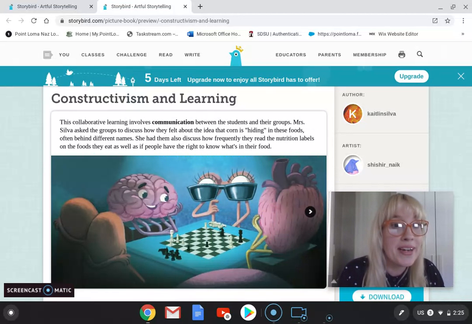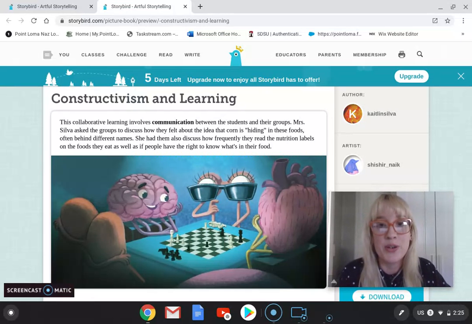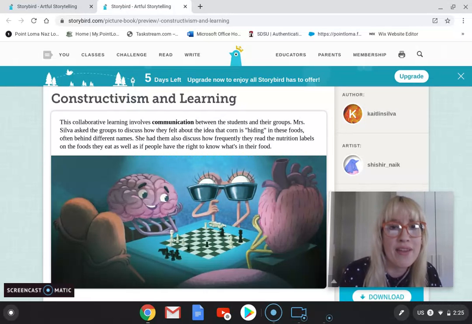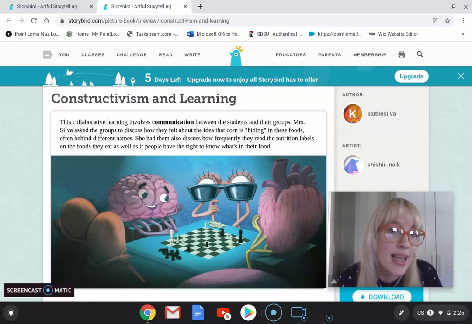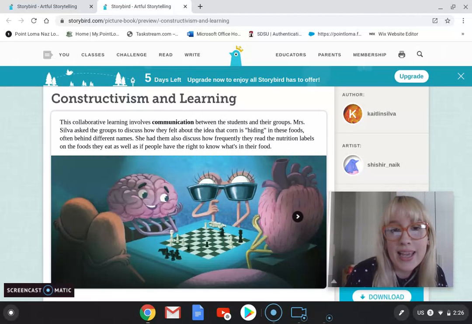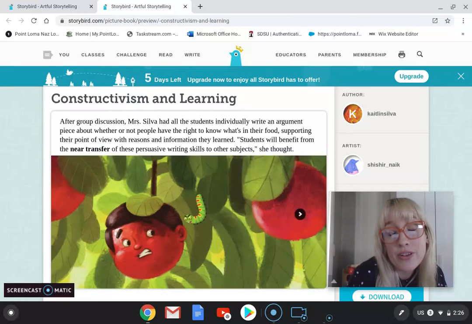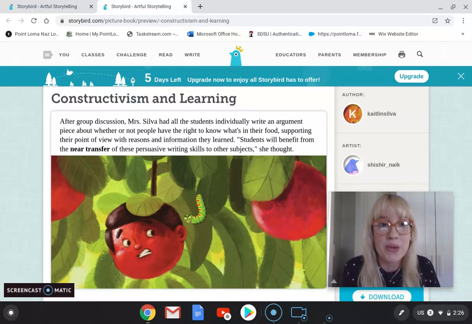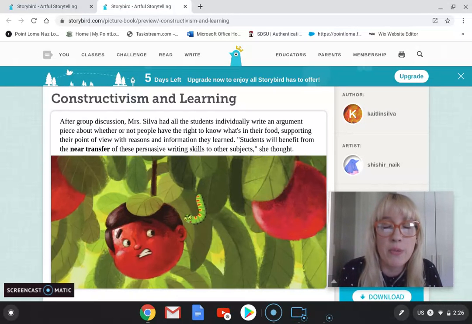This collaborative learning involves communication between students and the groups. So she has them communicating a lot and discussing how they felt about the idea that corn is hiding in these foods, often behind different names. And she has them discuss how frequently they read these nutrition labels on the foods they eat and whether or not people have the right to know what's in their food. So after this discussion, she has all the students individually write an argument piece about whether or not people have the right to know what's in their food, supporting their point of view with reasons and information they learned.